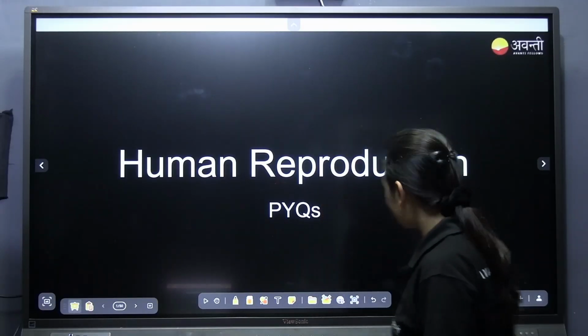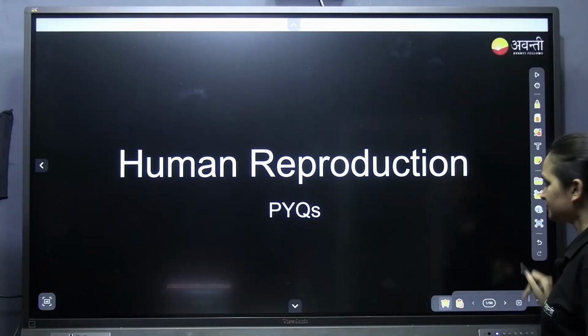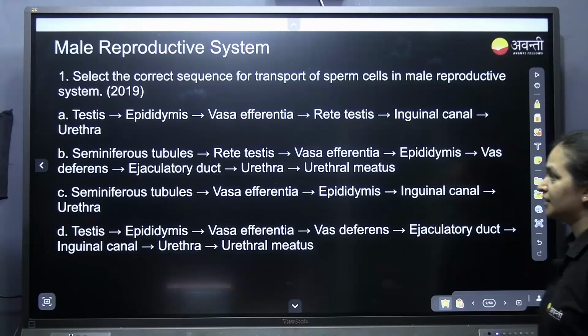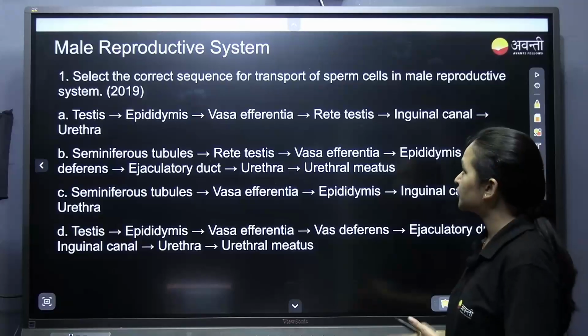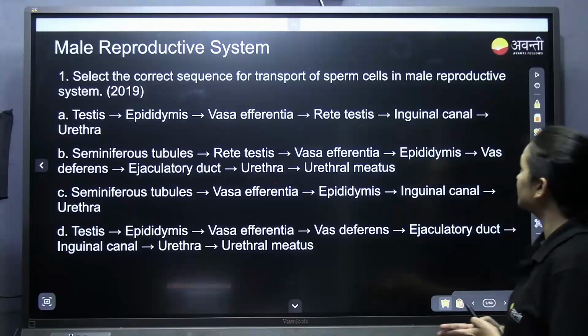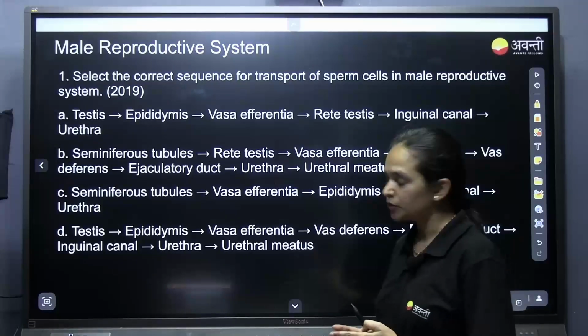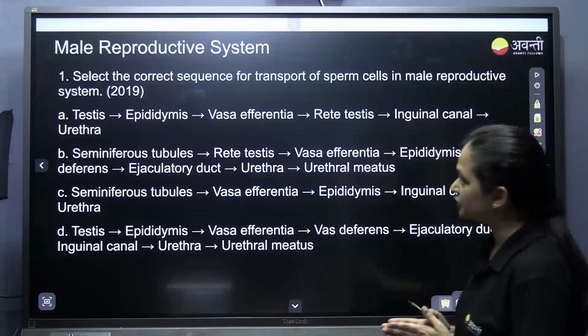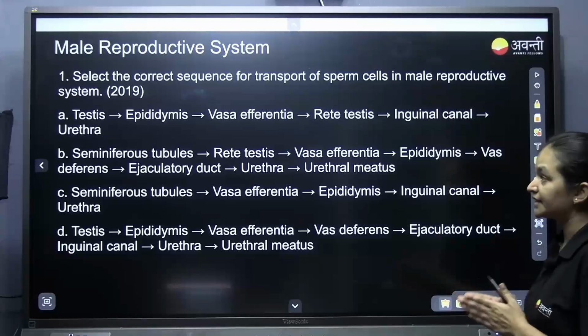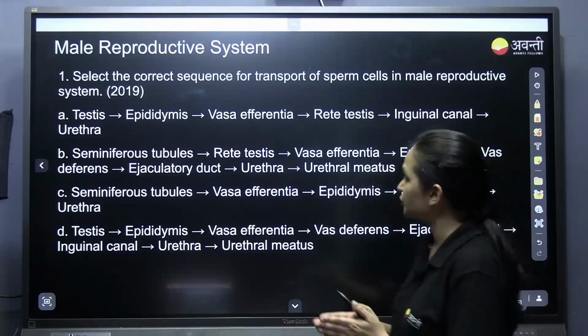So our first question is, select the correct sequence for transport of sperm cells in the male reproductive system. It's a 2019 question. So tell the correct answer. We need to find the sequence for transport of sperms.